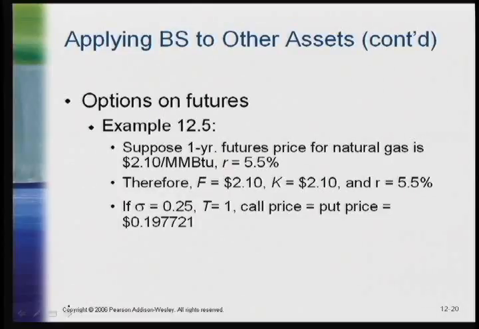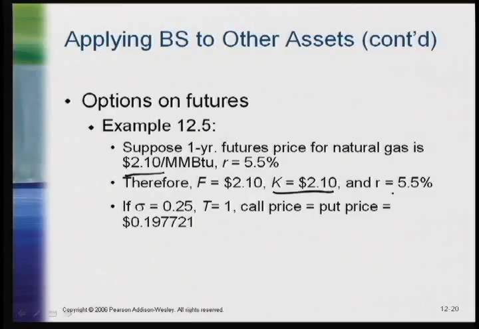As an example of an option on futures, here we have a 1-year futures price for natural gas, quoted at $2.10 per million BTUs. We have a risk-free rate of 5.5%. It's a 1-year futures contract. So this futures contract assures me that I can accept delivery on 1 million BTUs of natural gas for $2.10. Now, it's important to note that when I accept delivery, I'm going to pay the then market price, but the margin account will bring me back to the 2.10. So I have a futures price of 2.10. It's an at-the-money option, so I have a K of 2.10.